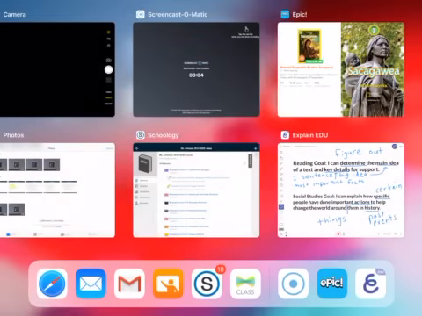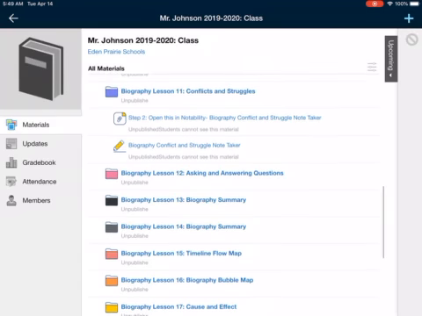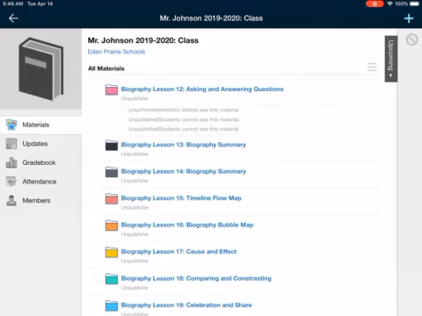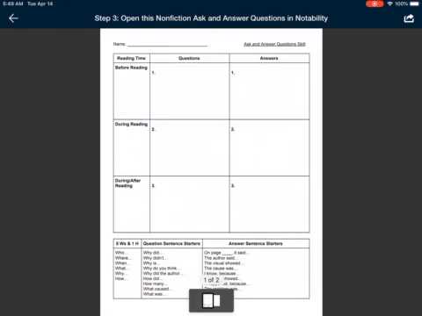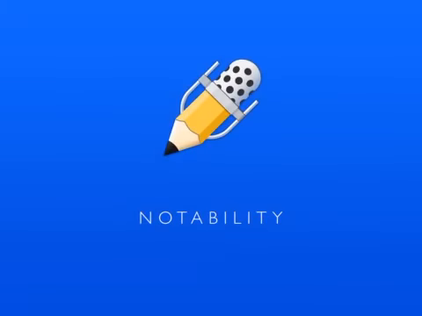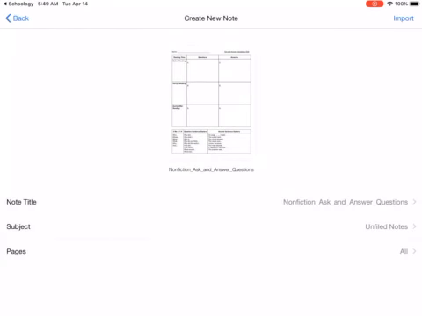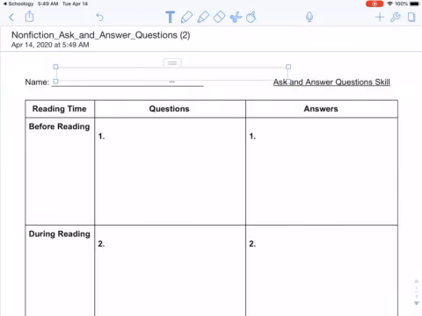I'm going to show you what our graphic organizer looks like today. Wrong one here. Okay, so when you open this up, it's the ask and answer questions in Notability. Once you get this open, send it to Notability. Blue, create new note. Top right corner, hit import. Up on the top, I'm going to write my name.